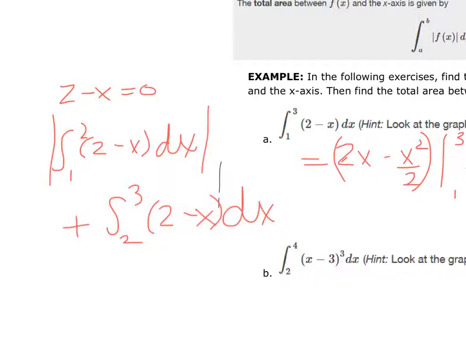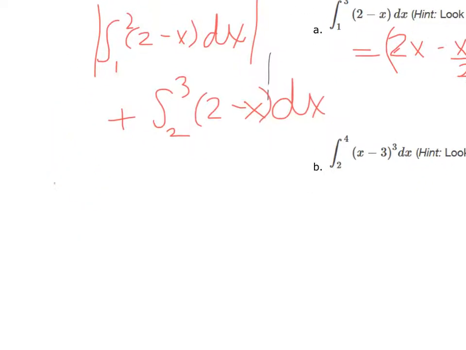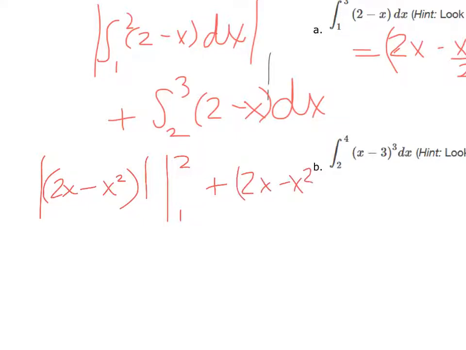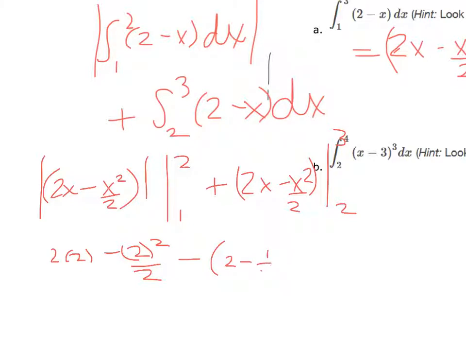All right, so let's go through this fairly quickly. We know what it integrates into. So it's going to be 2x minus x squared, absolute value from 1 to 2, and then plus 2x minus x squared from 2 to 3. And don't forget, divide by 2. Got so excited that I put the x squared there. And so my first one, I'm going to get 2 multiplied by 2 minus 2 squared over 2 minus, and then in parentheses, I'm going to have 2 minus 1/2. I'm going to take the absolute value of that.